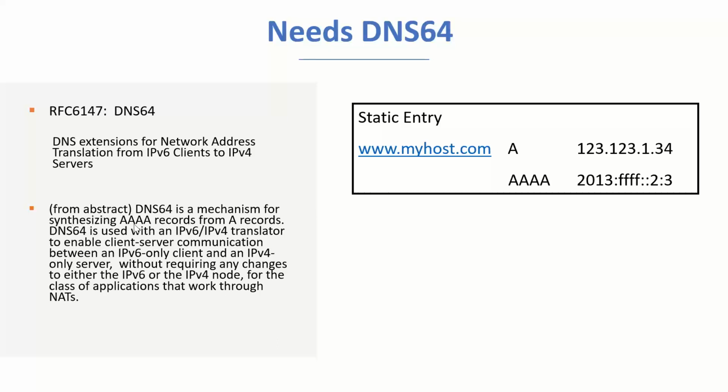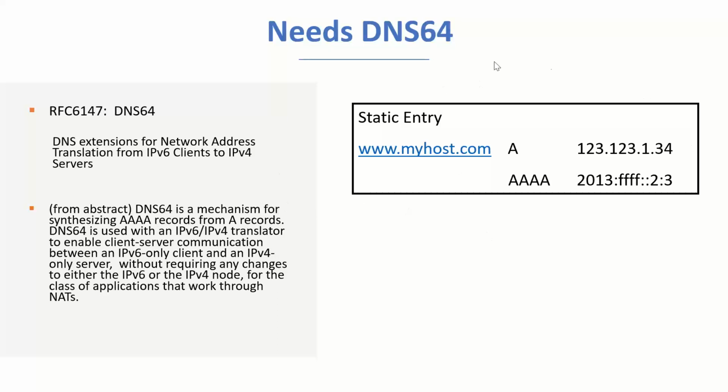When it says it's synthesizing a quad A record from an A record, basically what you're doing is taking your A record, which is your regular IPv4 DNS record, and saying, I'm going to do some magic. I'm going to apply some kind of formulas, and I'm going to make up this quad A record, because a quad A record is what you need for IPv6. Because how are you going to get to that IPv6 address, right? That v6 only node, how is he going to know to get to your v4 device?